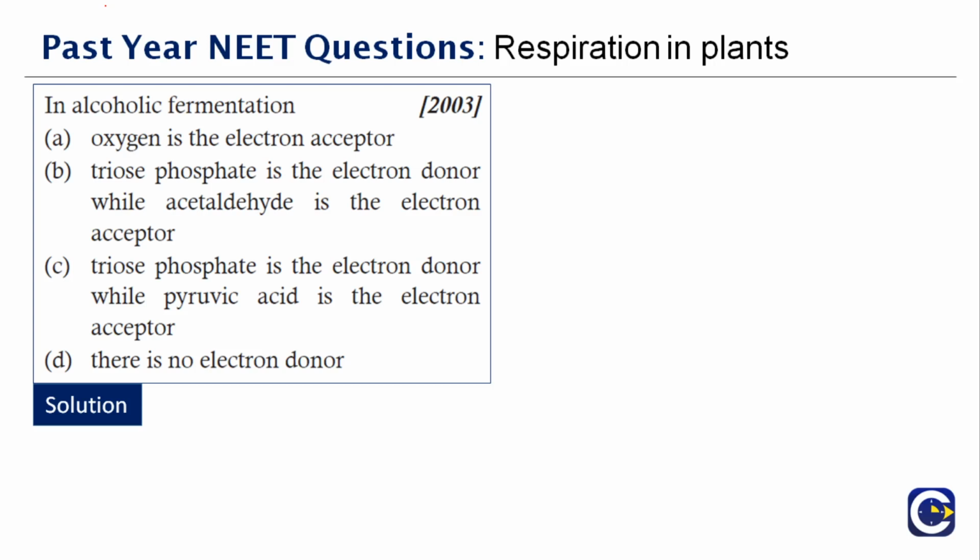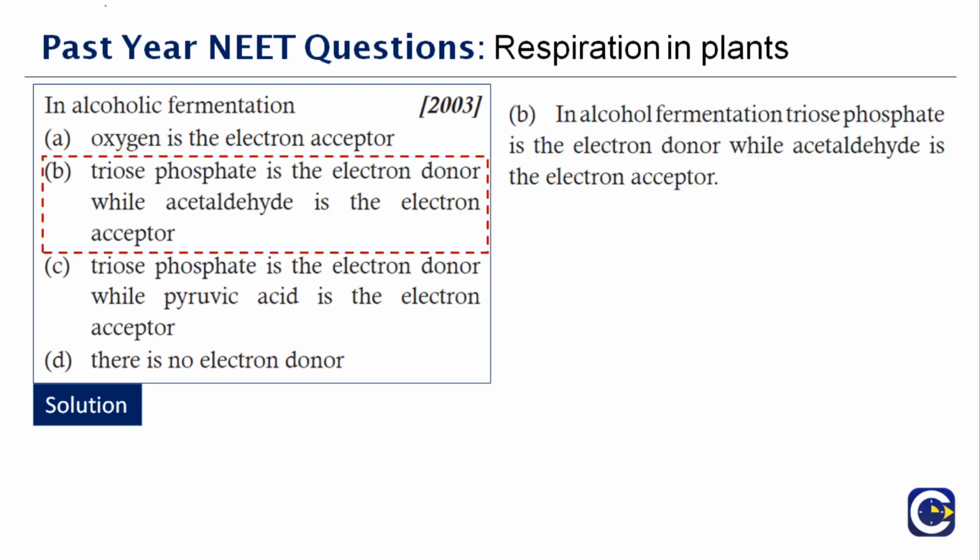So what happens here? The correct answer is option B. Triose phosphate is the electron donor while acetaldehyde is the electron acceptor. You need 2 categories there. Oxidation and reduction will take place, right? So you need an electron acceptor and an electron donor. Therefore, the correct answer to this question is option B.